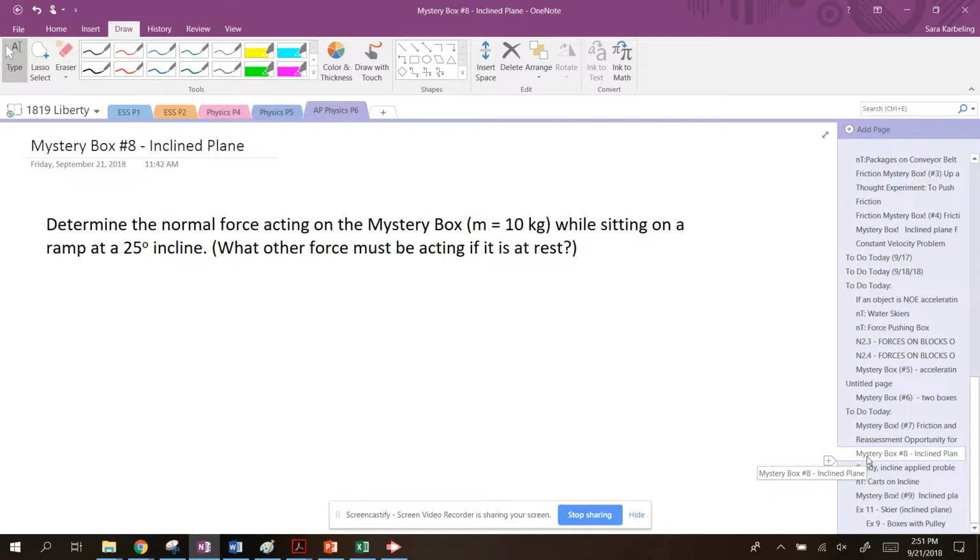All right, here we go. This one's weird. I'm going to take everything that we just did and tip it onto an incline. So now instead of having this nice horizontal surface that we've been so fond of the last few problems, I'm going to take a ramp and tip it.